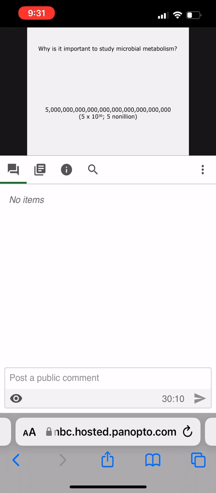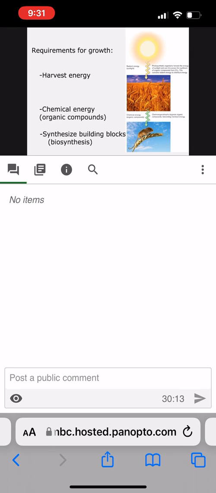So, requirements for growth. Your book has this nice little picture showing the uptake of energy from the sun. What is that energy called? So that light energy, is it kinetic or is it potential energy? The energy that's harvested by photosynthetic organisms, this is kinetic energy, right?